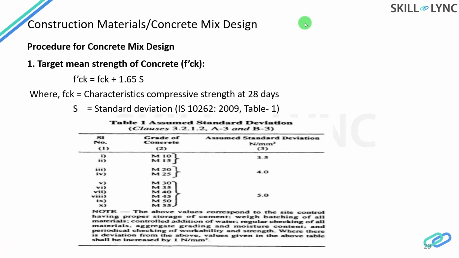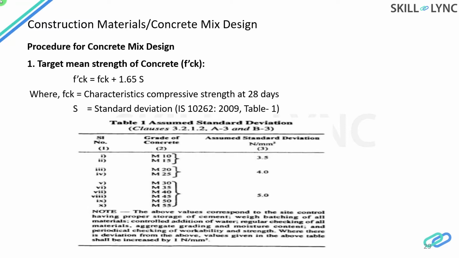10262-2009 table 1. As we have seen earlier, for M10 and M15 concrete, it is 3.5 Newton per mm square, and for M20 and M25 concrete, it is 4 Newton per mm square, and for concrete grade from M30 to M55, it is 5 Newton per mm square.